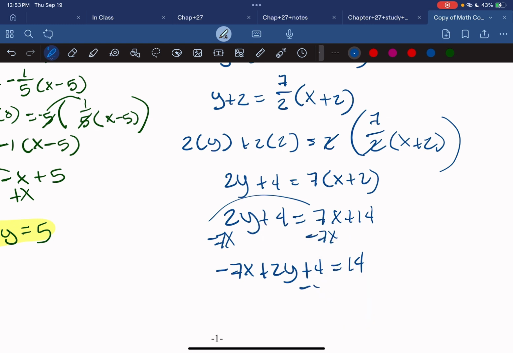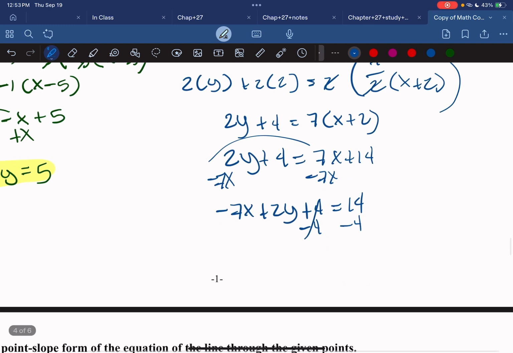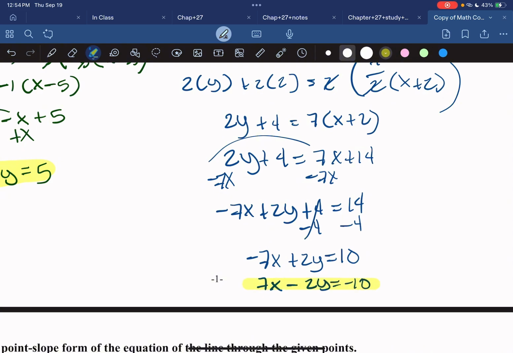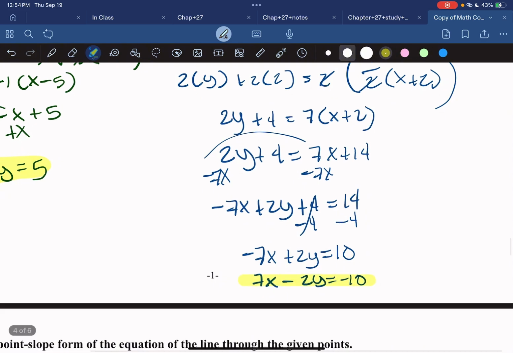This 4 doesn't belong here, so let's subtract it. Negative 7x plus 2y equals 10. We can't have a negative x. You can never have a negative x in front of an equation, which means that we have to change the sign. But if we change one sign, we have to change the sign of everything in this equation, which means our answer is going to be 7x minus 2y equals negative 10. And that's our answer in standard form. Let's go to number 5.